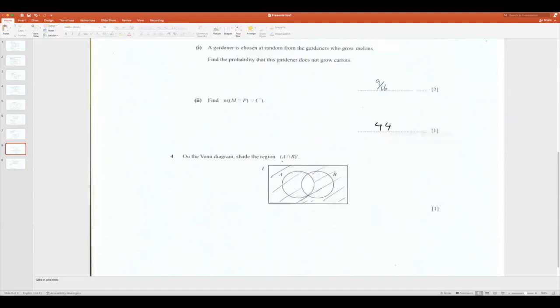On the Venn diagram, shade the A intersection B dash. A intersection B means this area. Dash means without that. So we can shade other than this. This is the answer.